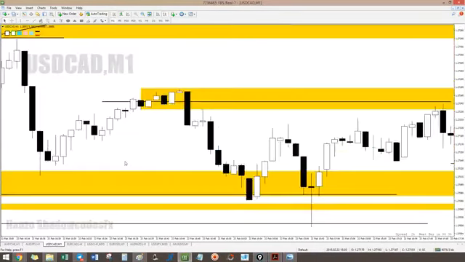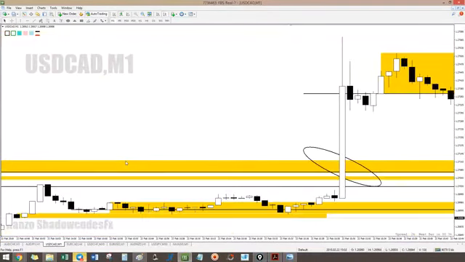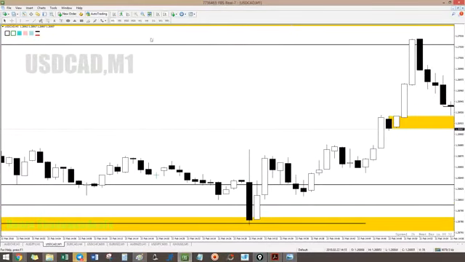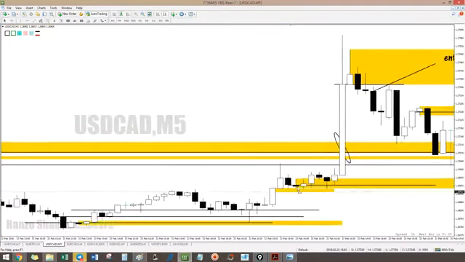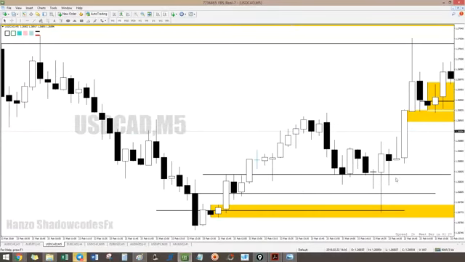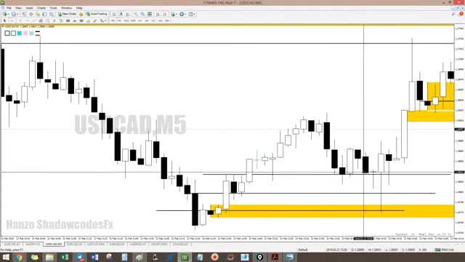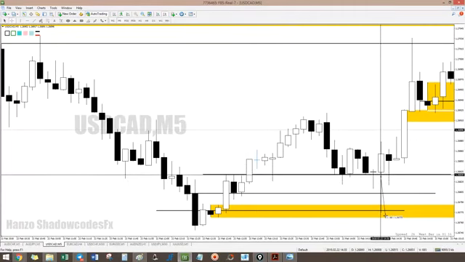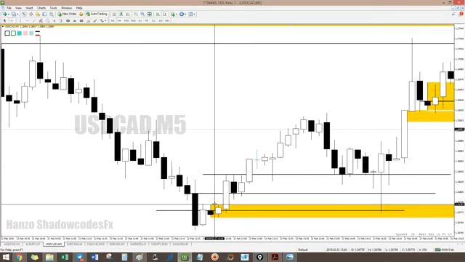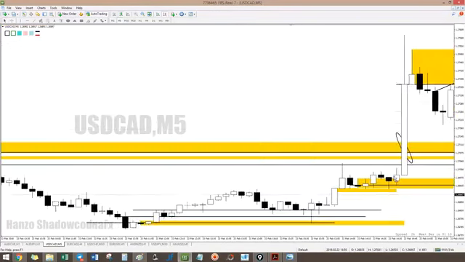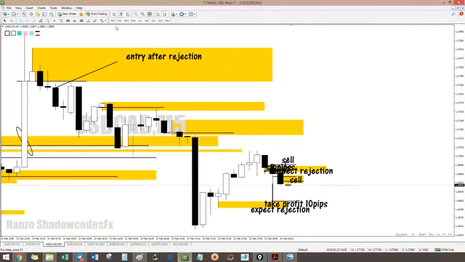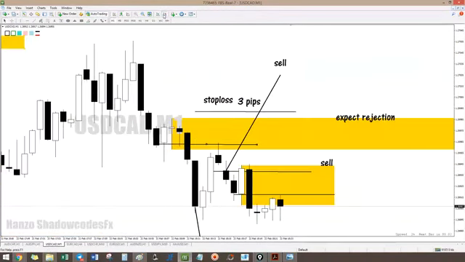The most beautiful one will look like this. No, M5. Okay, the beautiful one will look like this. The price does not close inside the zone. Okay, look, price does not close inside this zone. It closes outside. Whether it rejects very high, still price is unable to close inside this zone. Okay, so it is a good sign. So over here, let's see what happened.